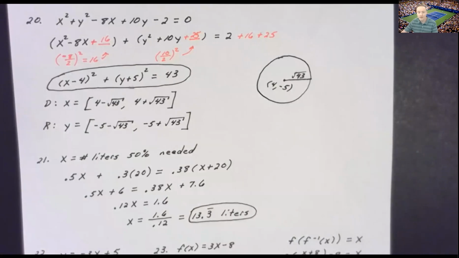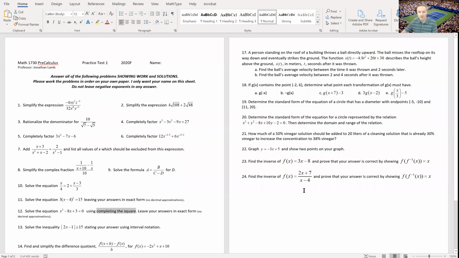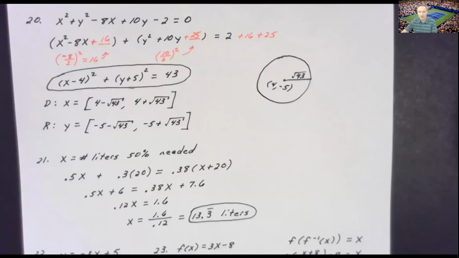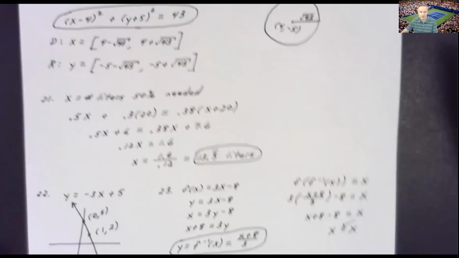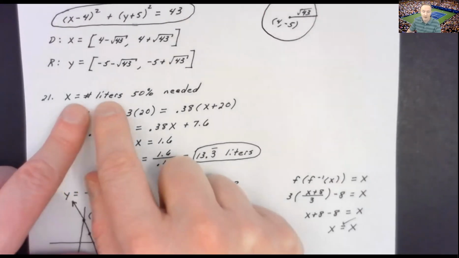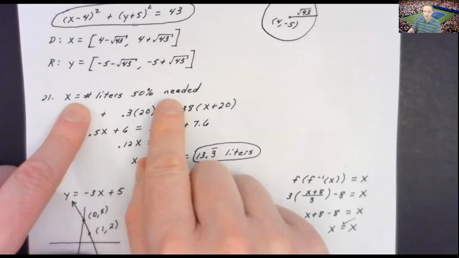For 21, we're doing a word problem similar to our last section. In this one, I just give a simple mixture problem. It asks how much of a 50% vinegar solution should be added to 20 liters of a cleaning solution that's already 30% vinegar to increase the concentration to 38% vinegar. So this might be a scenario in which you need a certain percentage of vinegar to have cleaning effectiveness. So we need a 38% solution. We're going to let x equal the number of liters of the 50% solution that's needed.